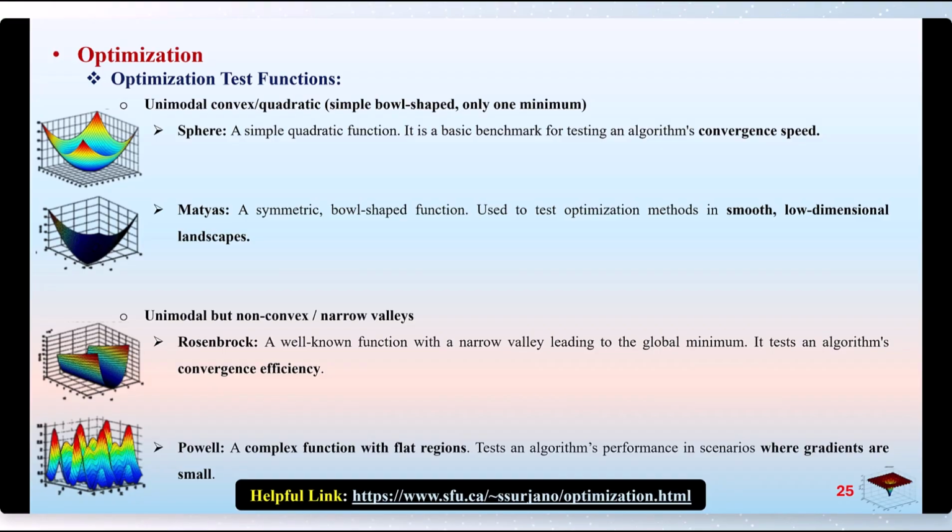For the unimodal, I chose Rosenbrock and Powell. Now Powell is multimodal, so basically you can represent it, but what you can see in the figure is a 3D model of it, so somehow it's modified, just to show some part of it to you. So Rosenbrock is a well-known function. It is a benchmark function from unimodal, but not convex. We call them narrow valleys: a well-known function with narrow valleys leading to the global minimum. It tests an algorithm's convergence efficiency. Powell is a complex function with flat regions. It tests an algorithm's performance in scenarios where gradients are small.